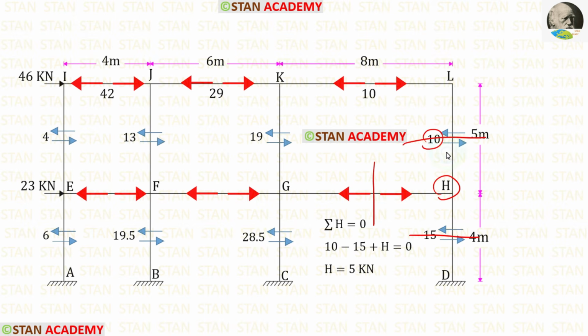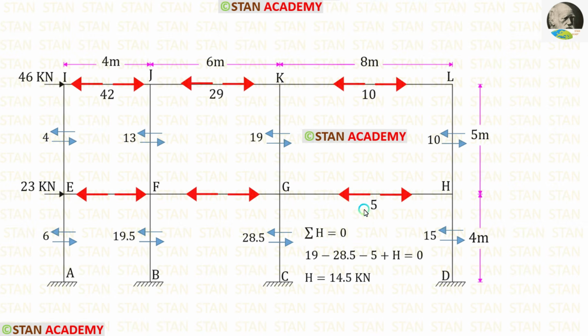Now, let us take the joint H. 10 is acting towards the right side, so that will be positive. 15 is acting towards the left side, so that will be negative. H is acting towards the right side, so that will be positive. Finally, for H, we are getting 5 kilonewton. Let us apply that.